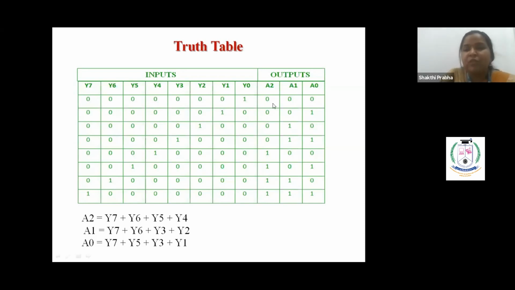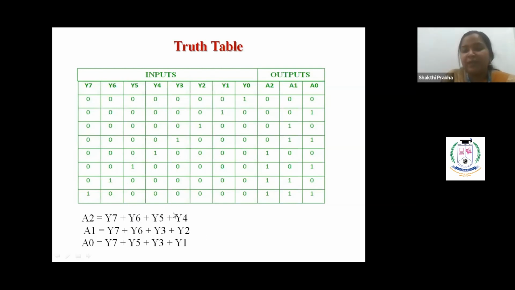So for A2, you check how many ones are available. 4 ones are available. Check it over here: when Y4 is active, and when Y5 is active, and when Y6 is active, and when Y7 is active. So what will be my answer? A2 is equal to, you add them together, Y7 plus Y6 plus Y5 plus Y4. Same way for A1 and A0 also.